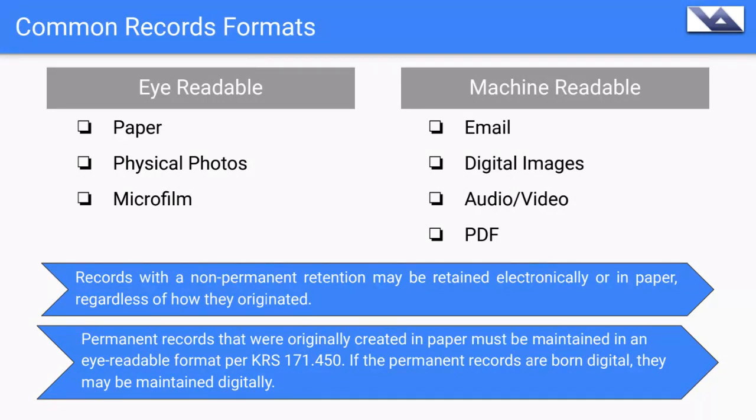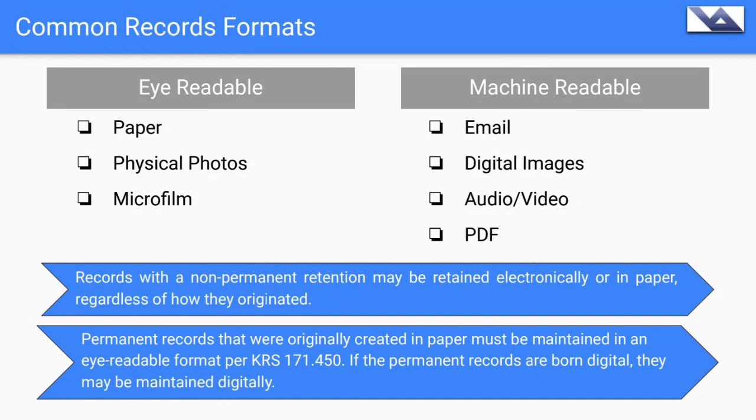However, always remember that permanent records will be different and have stricter format stipulations. So permanent records that are originally created in paper must be maintained in a human-readable format. They must be retained as that original paper. If the permanent records are born digital, they can be maintained permanently digitally. That does not mean that if you have a permanent record that was created in paper, you shouldn't scan it for preservation or access. It just means that while you do those activities for preservation and access, you do need to still keep a hold of that original paper document.